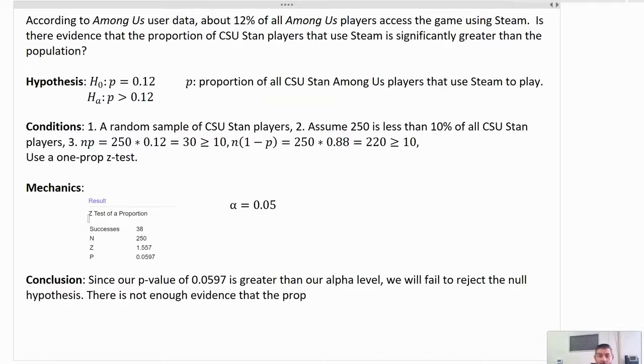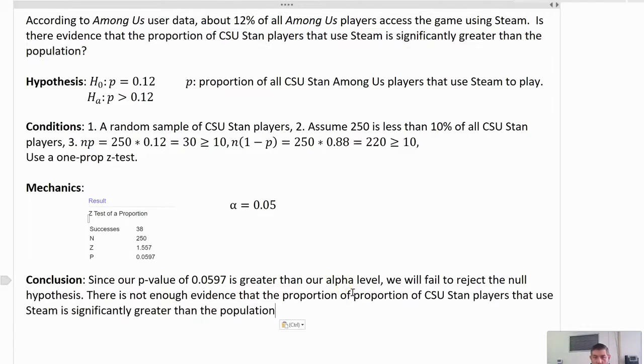that the proportion of, you know what I'm going to do? I'm just going to copy and paste this, because that's really what we're talking about. Okay, that the proportion of CSU stand players that use Steam is significantly greater than, that's what we're trying to show, right? We're trying to show that it was greater. But since we failed to reject the null, that means we didn't have enough evidence to show what we wanted to show.